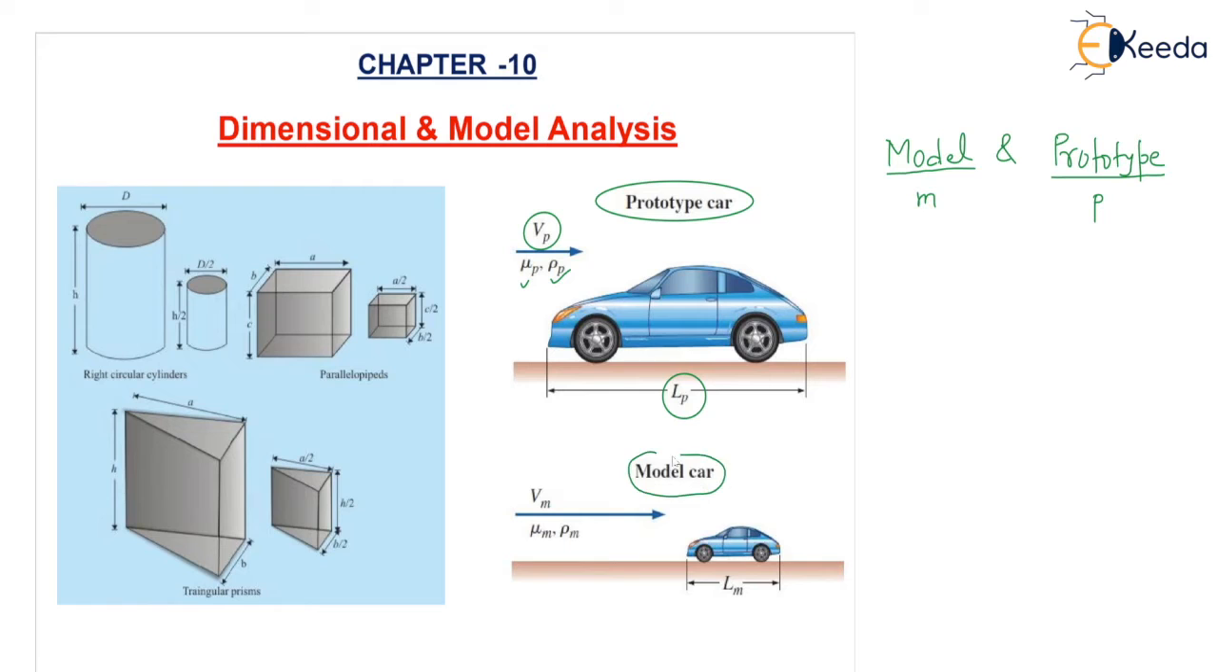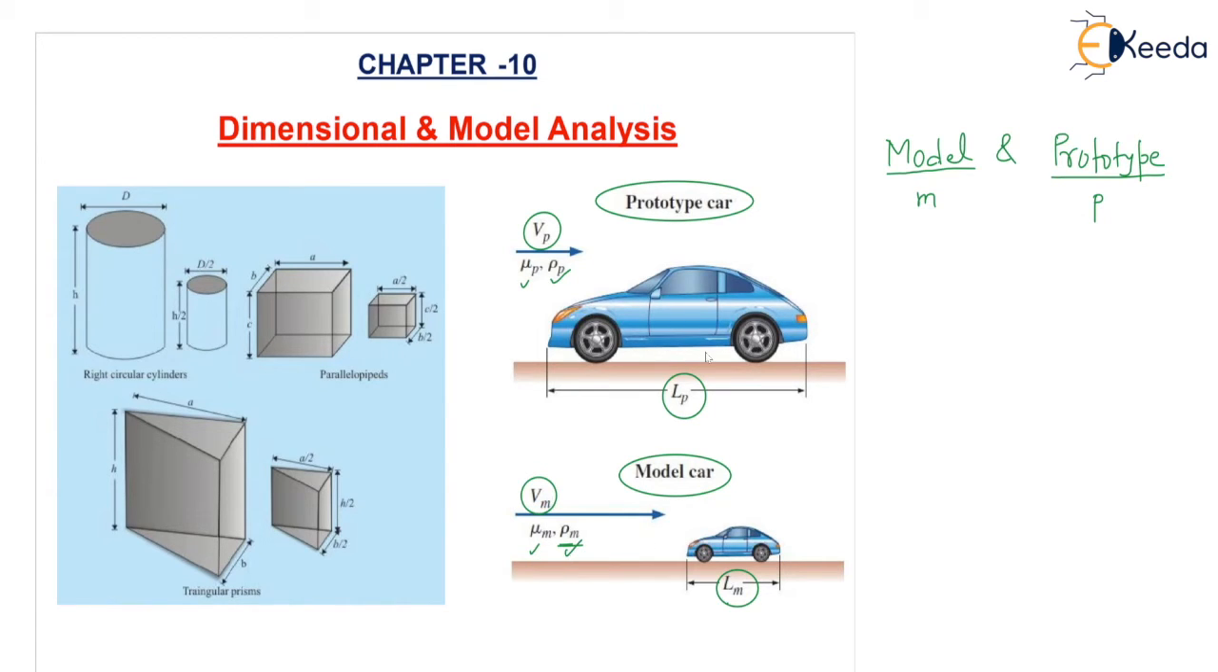So this is the model car, and LM is the length of the model, and VM is the velocity of the air which is flowing over the model car. Mu m is the dynamic viscosity of the fluid going over the car, and rho m is the density of the air which is flowing over the car, which is a model. That's why it is written as rho m. So Vm, mu m, and rho m.